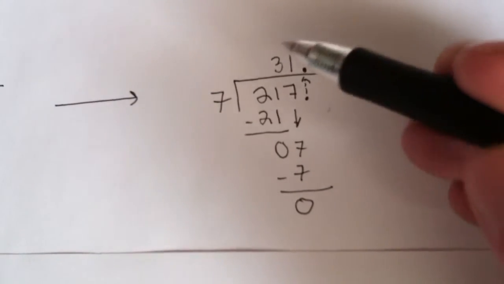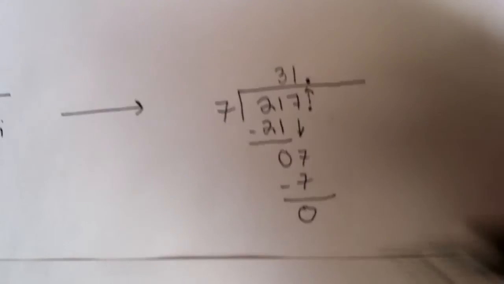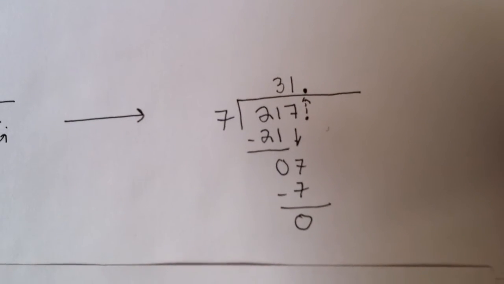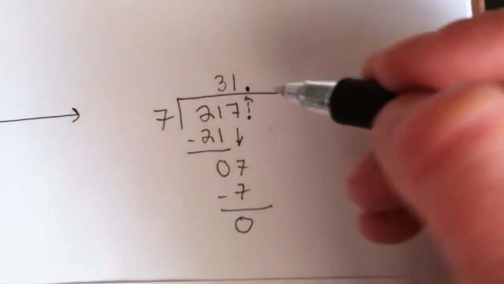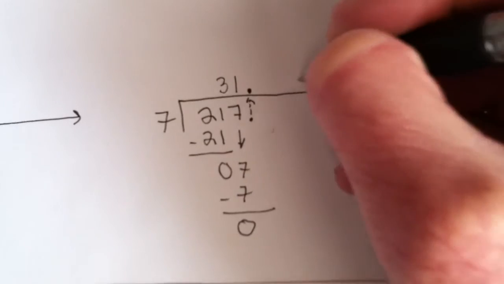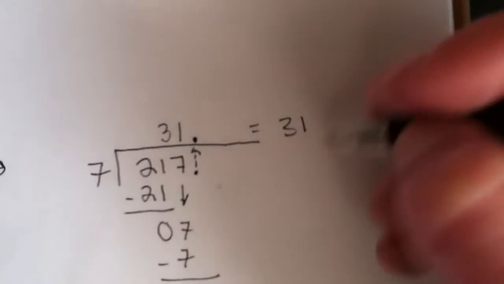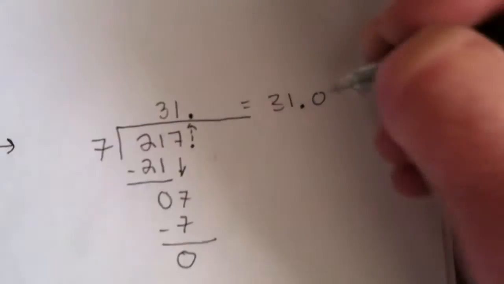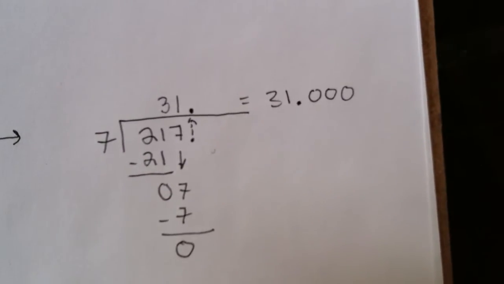Our answer looks reasonable because 7 times 30 is 210, so we're close. Remainder is smaller than the divisor. I think we're done. Now what is our answer exactly? Well, if you look carefully, we have a decimal point there. Our answer is exactly 31. And if you want to be specific, it's 31 and 0/10, or 0/100, or 0/1000, and it just keeps on going.